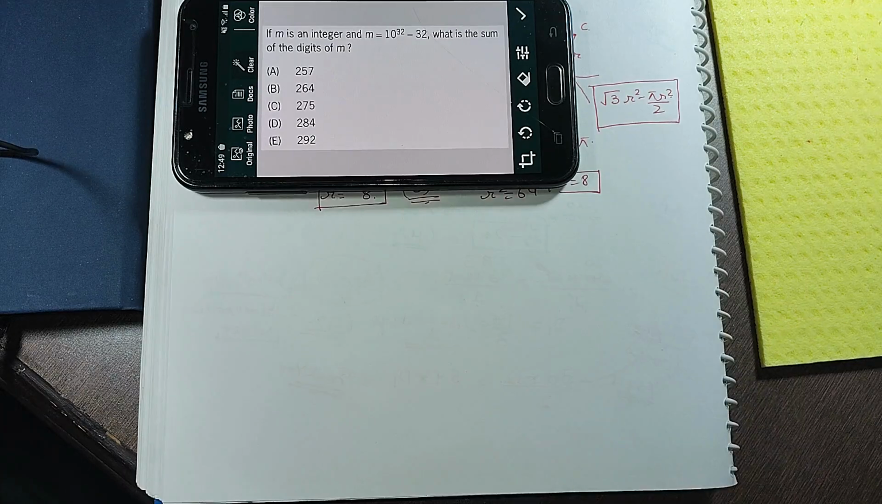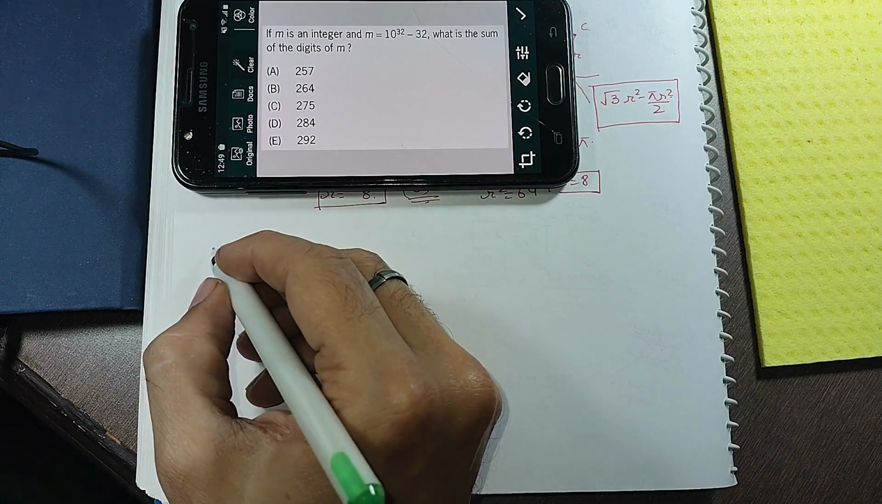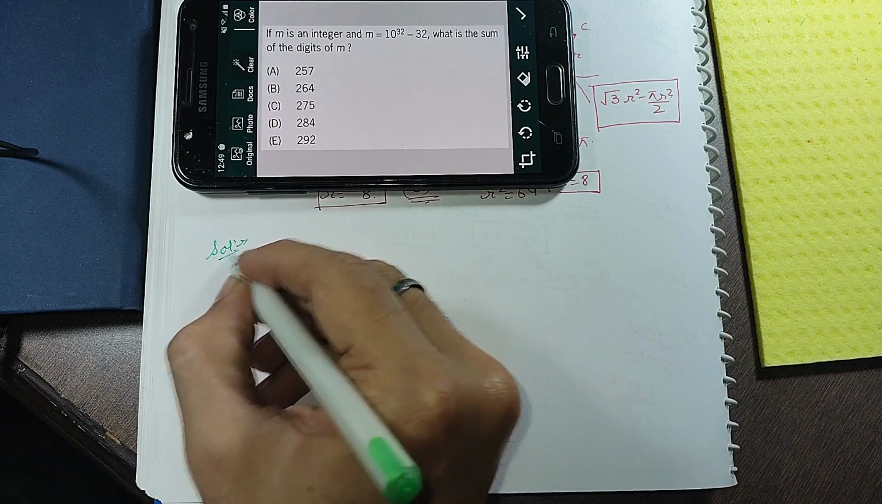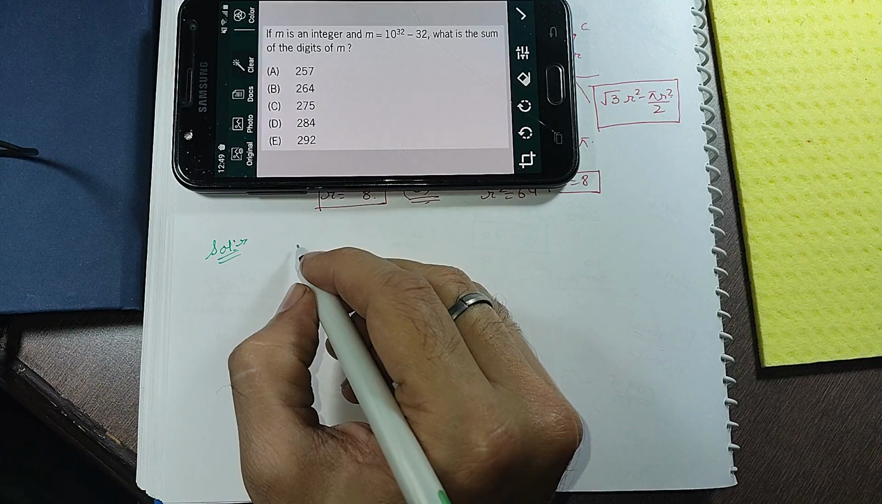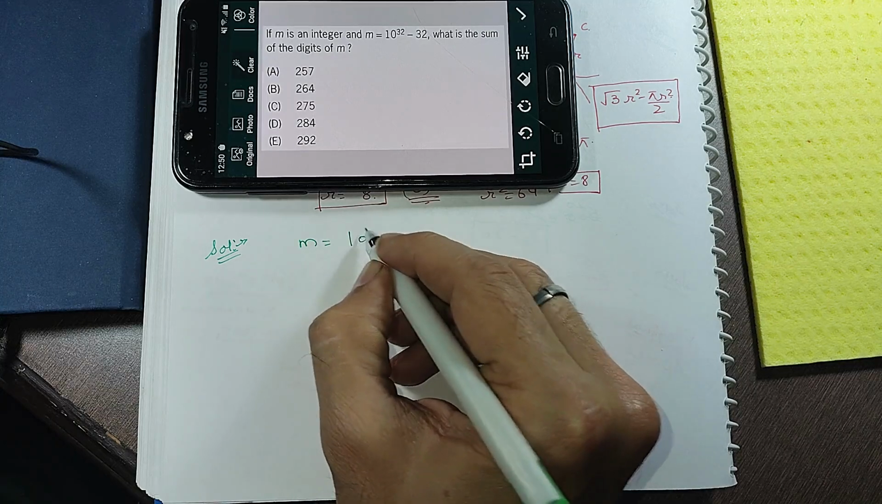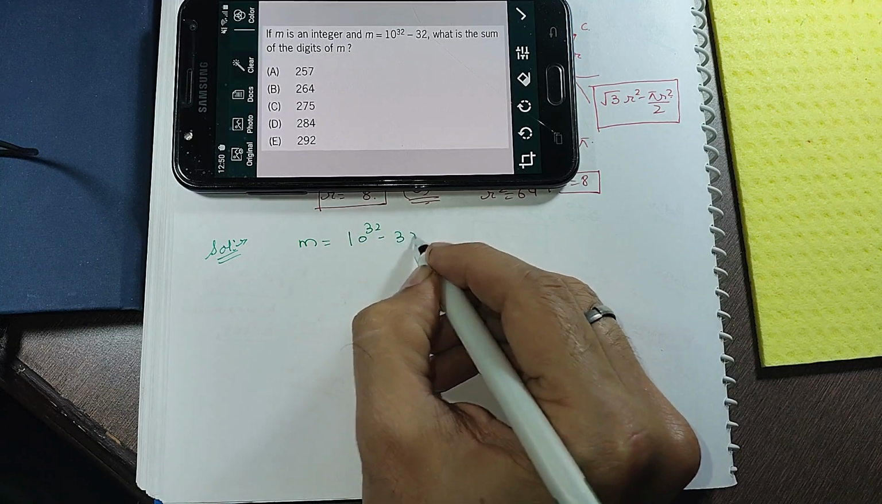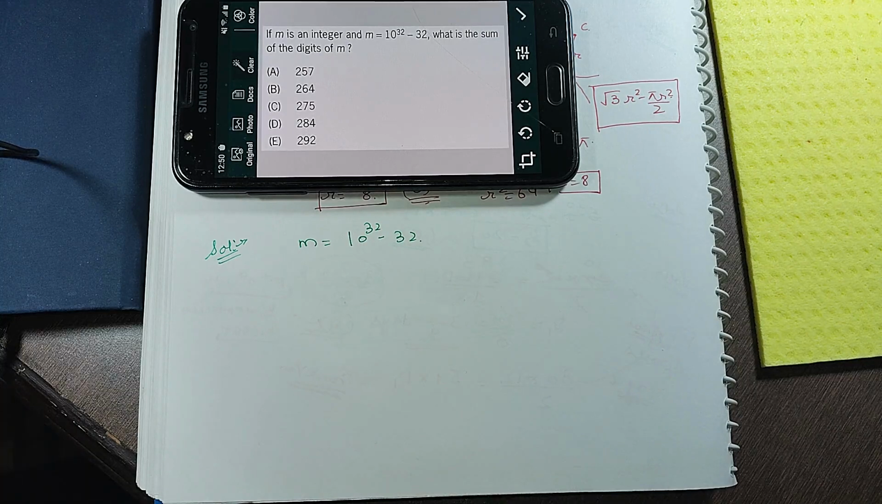If m is an integer and m is equal to 10 raised to power 32 minus 32, what is the sum of the digits of m? So basically m is an integer and m is equal to 10 raised to power 32 minus 32. We have done one question like this in our previous series also.